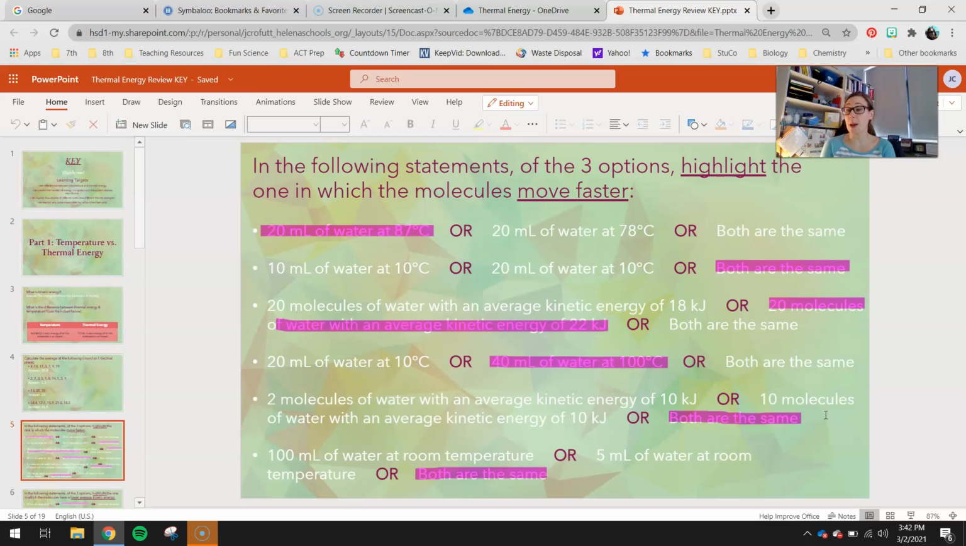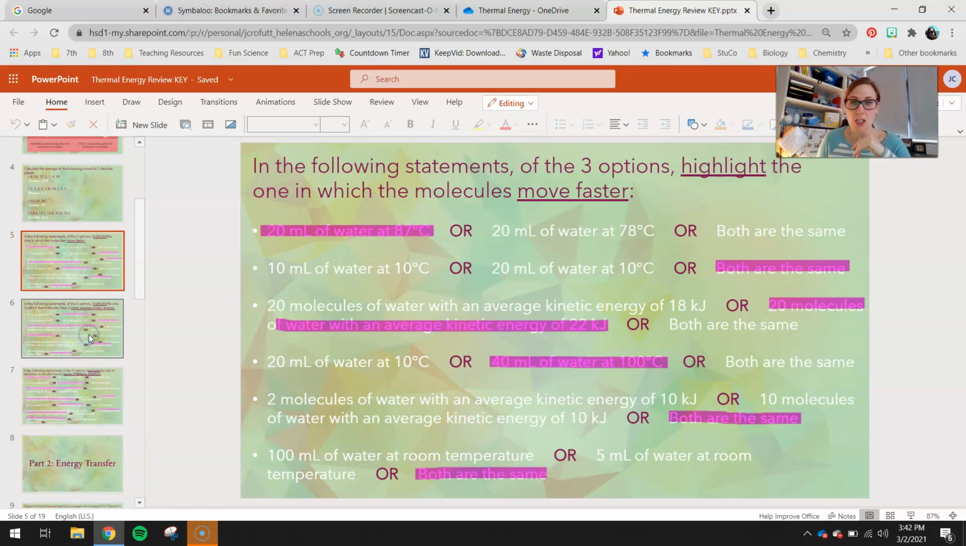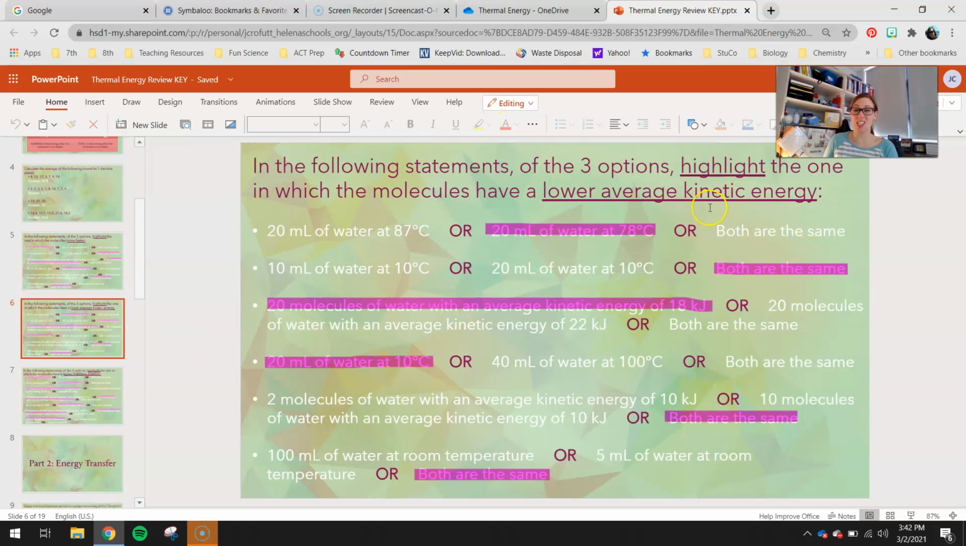Again, both are at room temperature, so both have the same average kinetic energy, so all those molecules are moving the same speed, so both are the same. All right, for this next one, we are looking at lower average kinetic energy. We can also relate that to a slower speed, okay? So lower average kinetic energy, again, we're looking at a slower speed there.